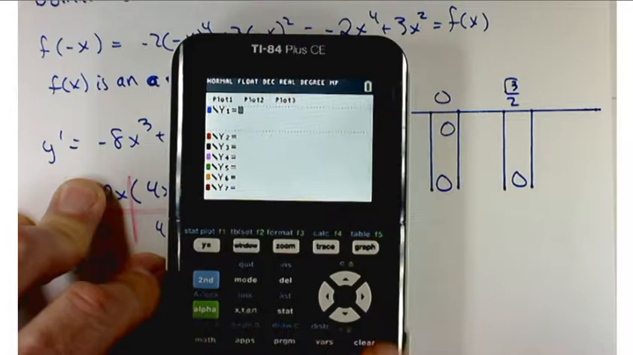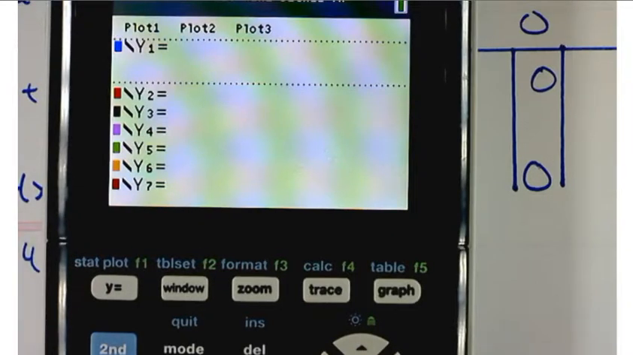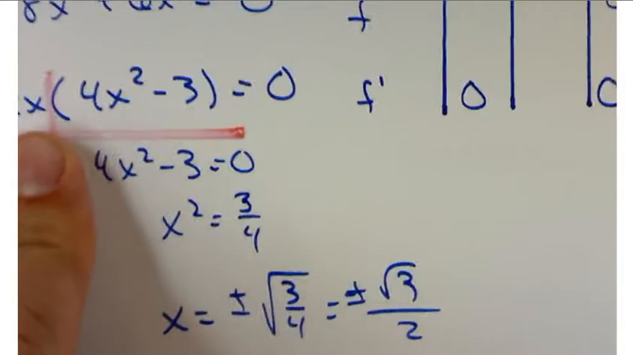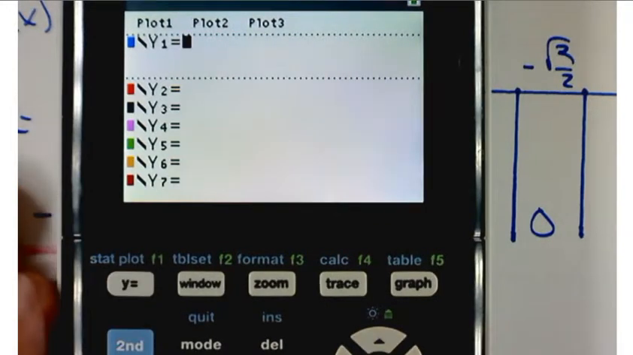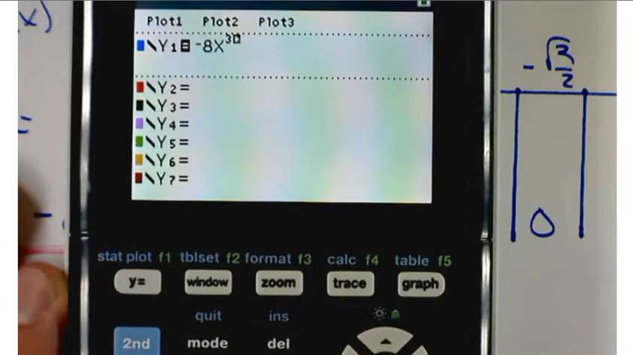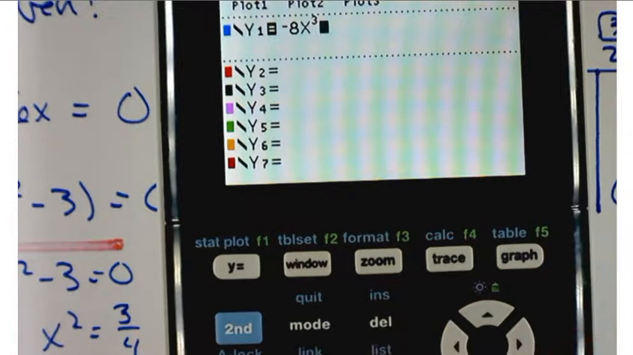Clear out the old function. You don't have to put it in its factored form here. It's enough to put it in the equivalent form that we calculated originally. So minus 8x to the third plus 6x.